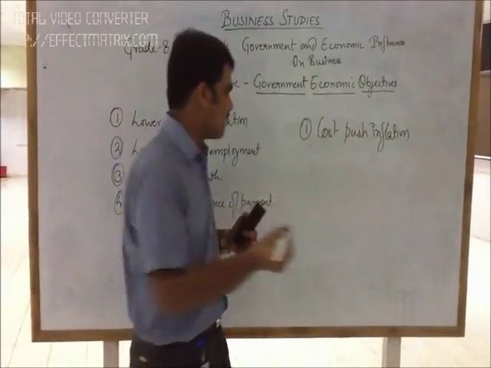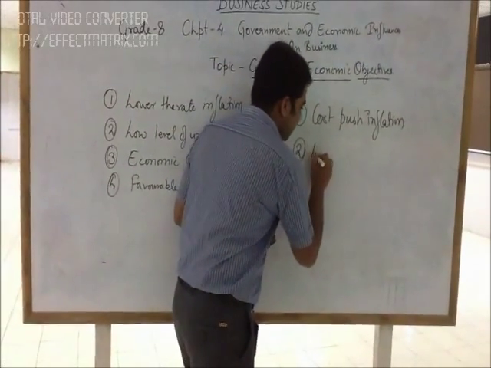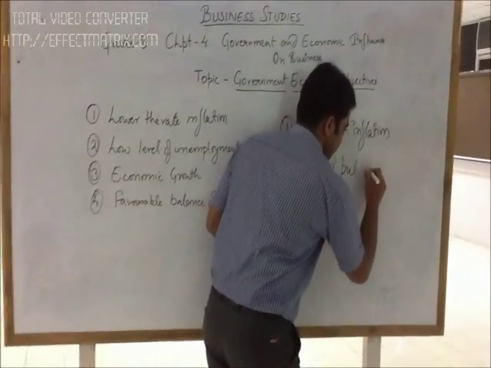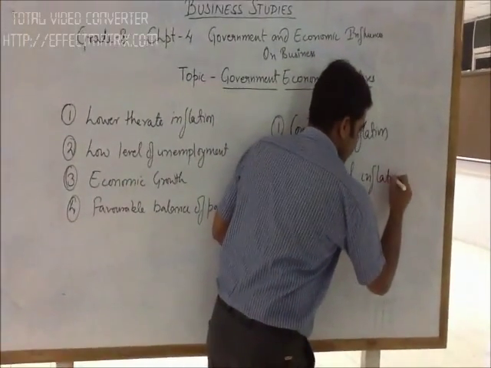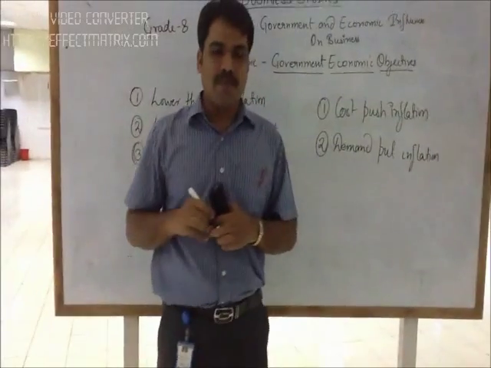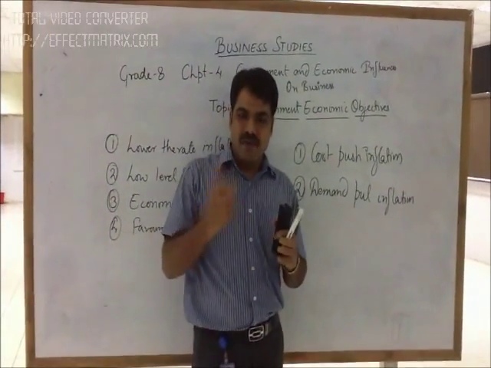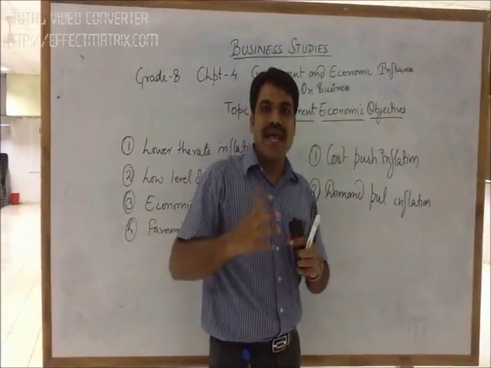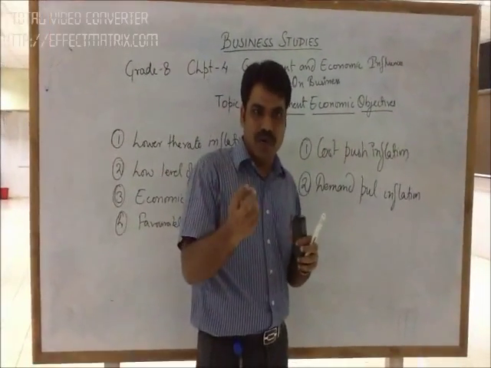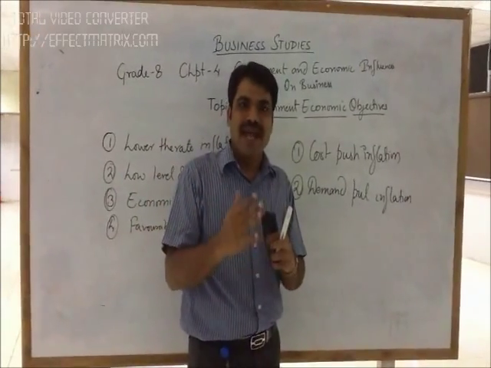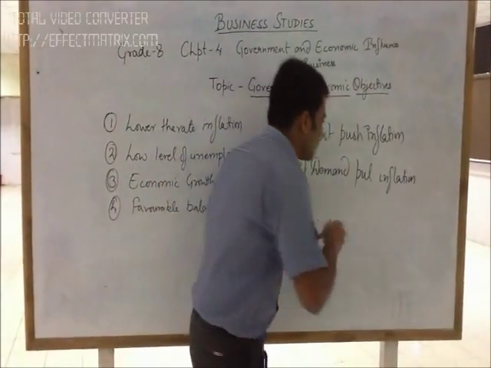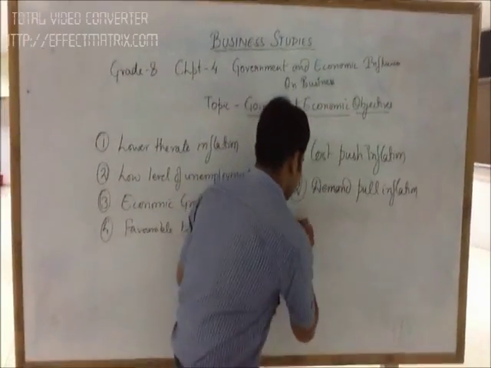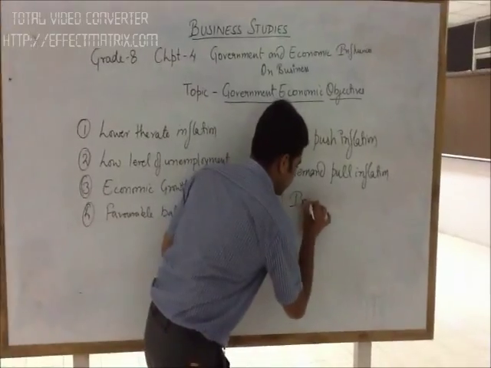The second type of inflation which occurs is demand pull inflation. In case of demand pull inflation, there is a lot of money chasing a few goods. It means that when a large number of people are ready to buy fewer goods and the supply remains constant, at that time demand pull inflation occurs. The third cause for inflation is imported inflation.